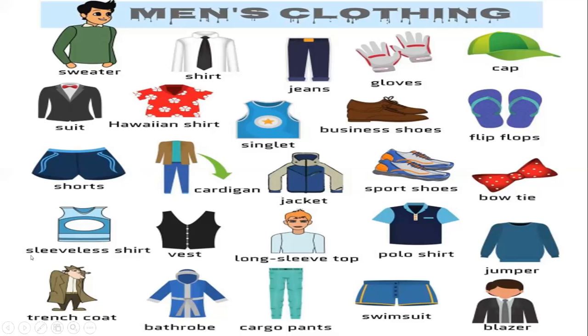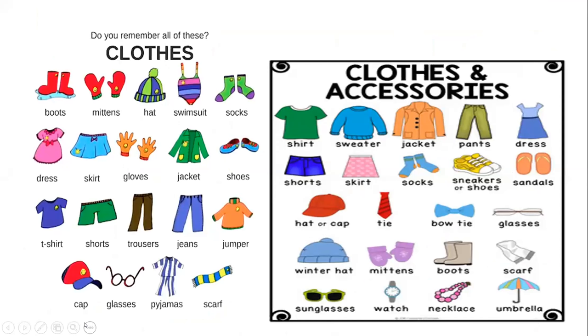So if you see, when we say sleeveless, estamos diciendo sin sleeves, that is, without sleeves, sin mangas. Vest, long sleeve top, polo shirt, jumper, blazer, swimsuit, cargo pants, bathrobe, trench coat. So here we have more. Those are more than clothes, they are accessories. So you use them combined with your clothes, right?